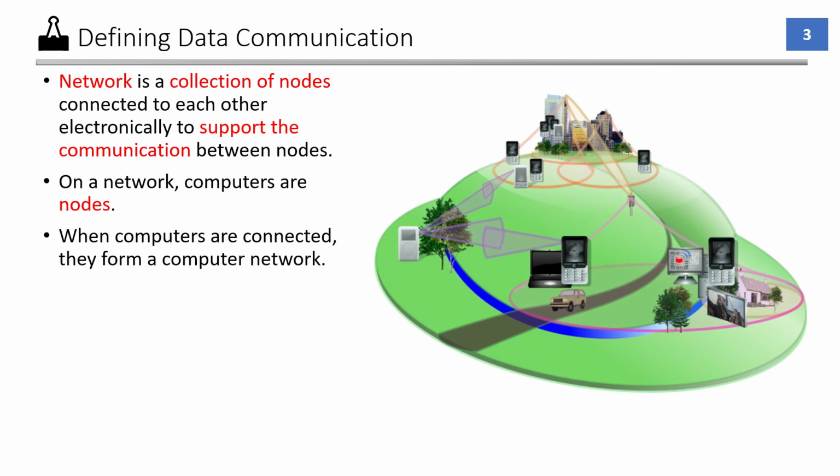A network is a collection of connected devices, also called nodes, that are linked together electronically so they can communicate with each other. In a computer network, computers themselves act as nodes. When two or more computers are connected and can exchange data, they form a computer network. The main purpose of a network is to support communication, allowing devices to share data, resources, and information efficiently.